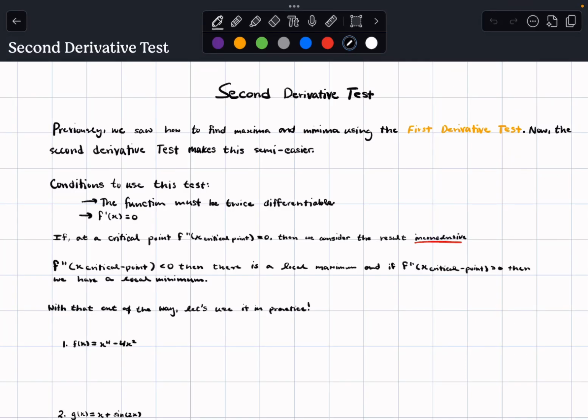Welcome back to Calculus Fun, and today we're going to be talking about the second derivative test. So previously we saw how to find maxima and minima using the first derivative test. Now the second derivative test makes this semi-easier.